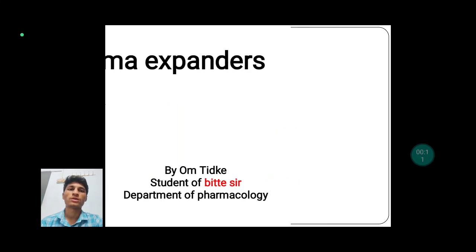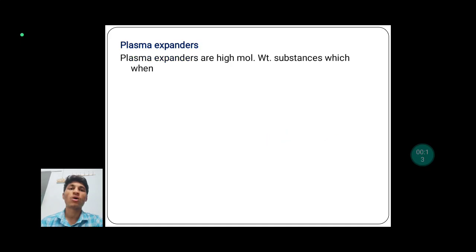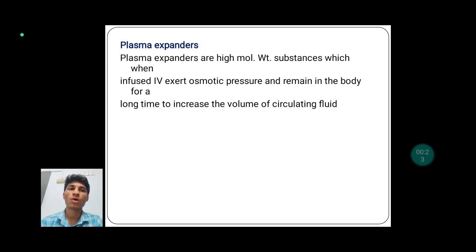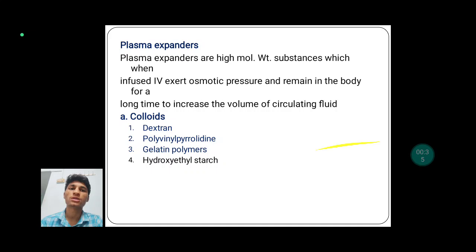First, plasma volume expanders are high molecular weight substances which, when infused, exert osmotic pressure and remain in your body for a longer time to increase the volume of circulatory fluid. There are two types. First, colloids. Colloids include dextran, polyvinyl pyrrolidone, gelatin polymer, and hydroxyethyl starch. The next type is crystalloids. Crystalloids are normal saline, dextrose, and dextrose saline.